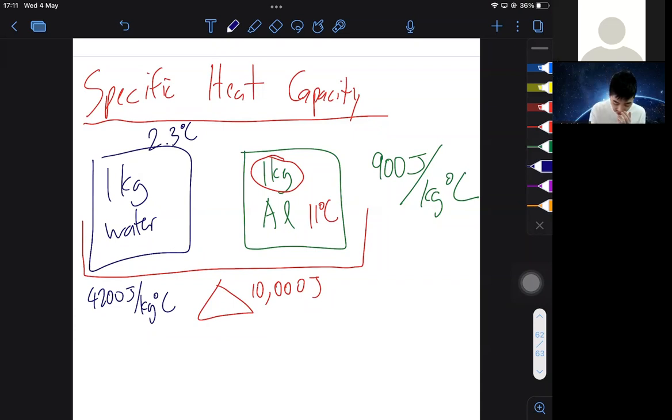Yet looking at these numbers itself, I can clearly see that if I heat up aluminium versus water, aluminium will heat up much faster simply because it has a much lower specific heat capacity. Now, before I proceed on, anyone don't know what I'm talking about? You basically have to understand that specific heat capacity tells us how much energy is needed to raise 1 kg of a substance by 1 degree Celsius. Anyone don't understand what I'm talking about? Anyone wants me to repeat any specific part?